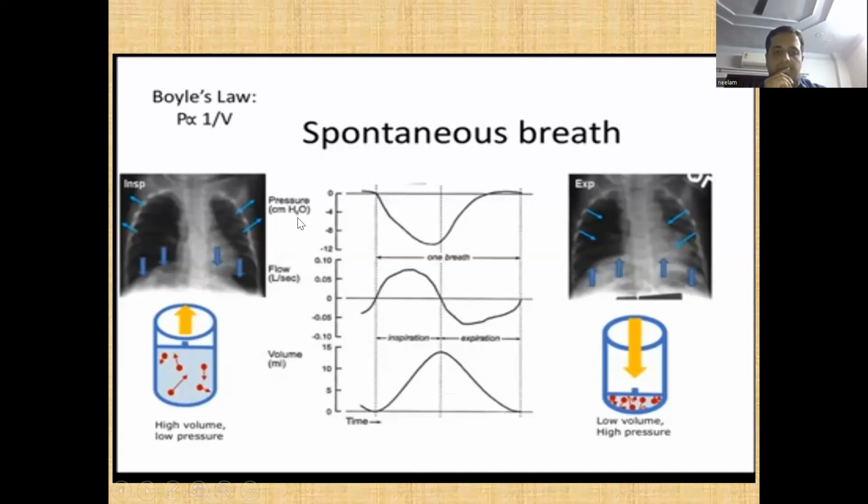So the pressure graph, if you can see during spontaneous breathing, there is a negative pressure which is being created. The pressure comes down, a negative pressure of somewhere around -8 to -10 is created, and then it again comes back to zero. So normal spontaneous breathing is a negative pressure breathing. Always keep that in mind.